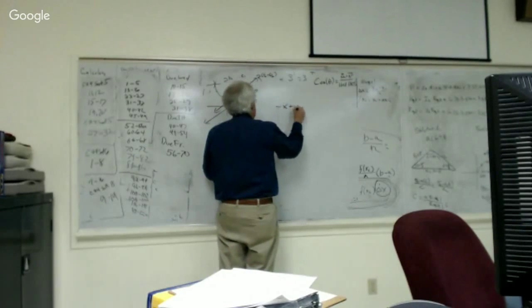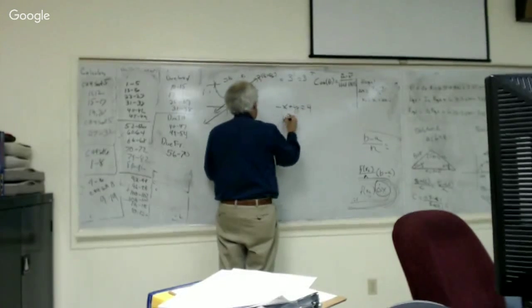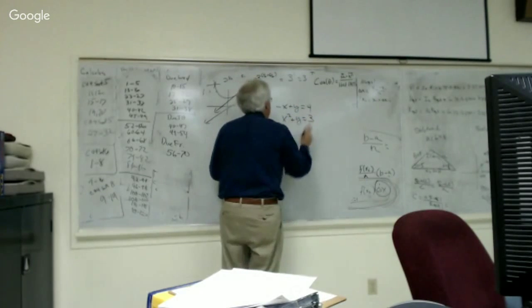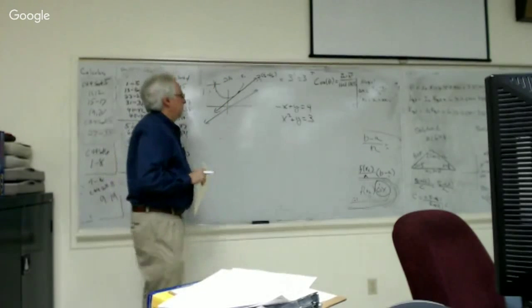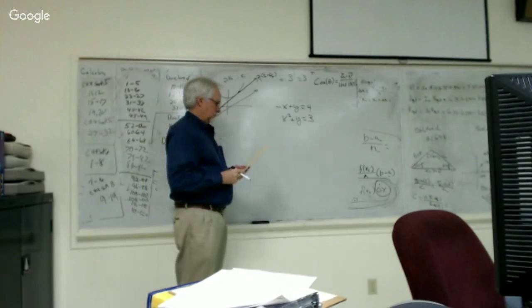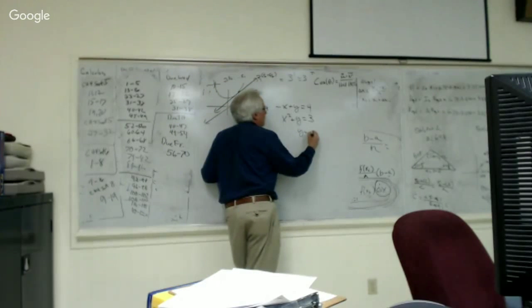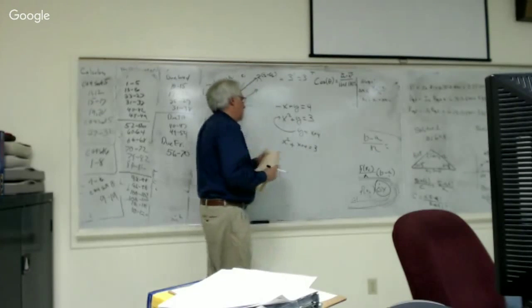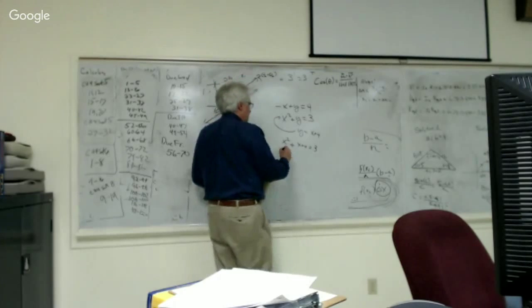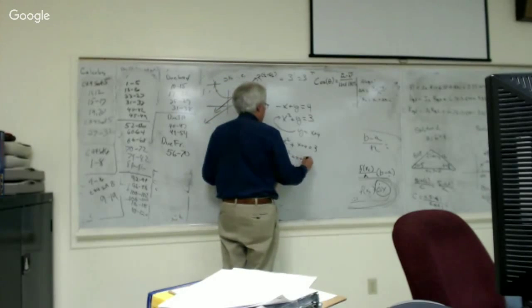Minus x plus y equals 4, x squared plus y equals 3. Franklin, what would you do here? On the top one, I would solve for y. Okay, so y is equal to what? X plus 4. And where do I put that? Into the other equation. So I have x squared plus x plus 4 equals 3. Okay. What do I do now? Subtract it. So I get x squared plus x plus 1 equals 0.